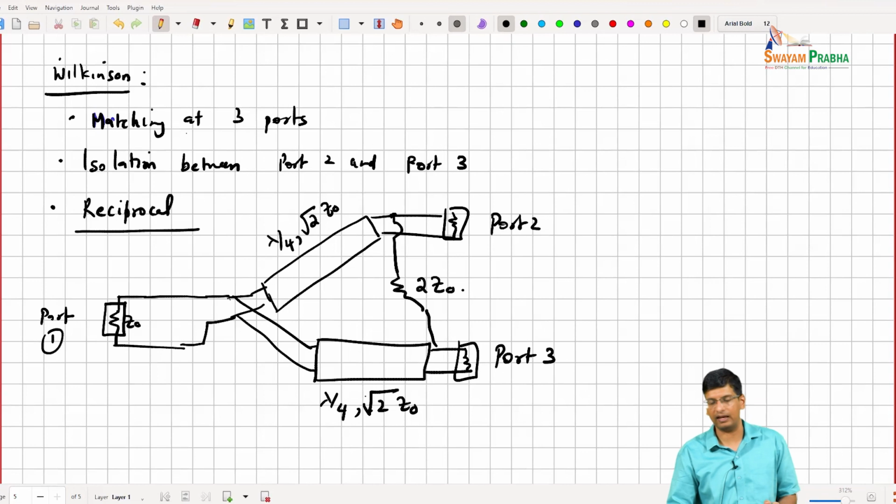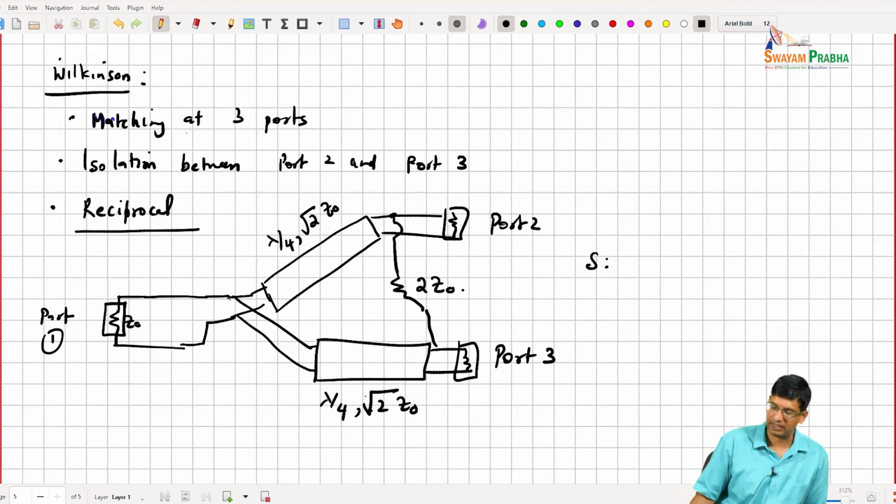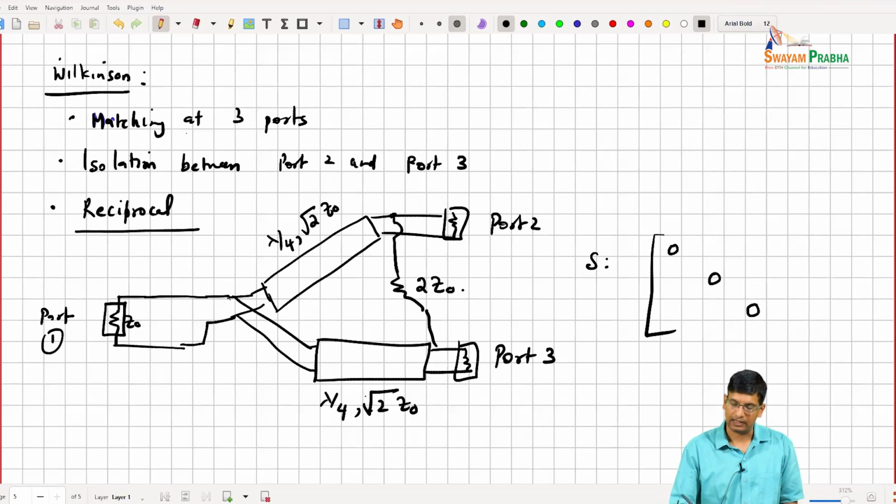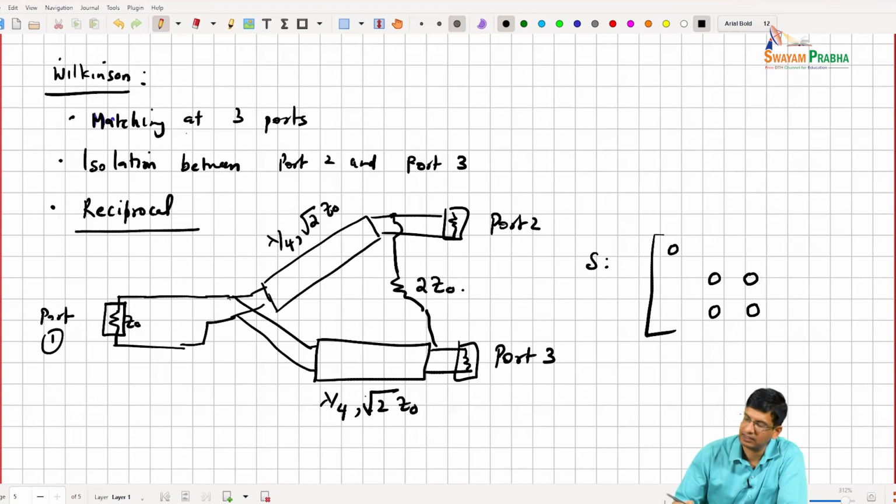You can analyze it, but effectively we can show that if we write out the S parameter matrix for this, right, we get that it's matched on all 3 ports. So this is 0, right? It's isolated between S23 and S32. So these are 0, right? And the power gets split between both ports.